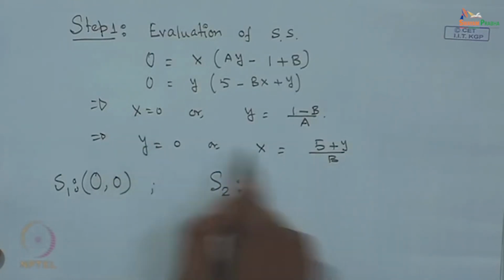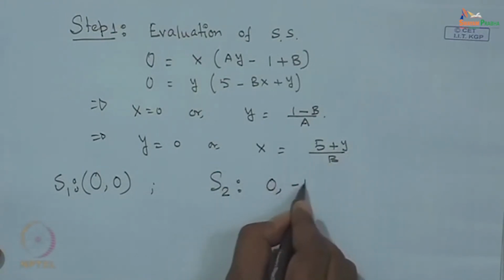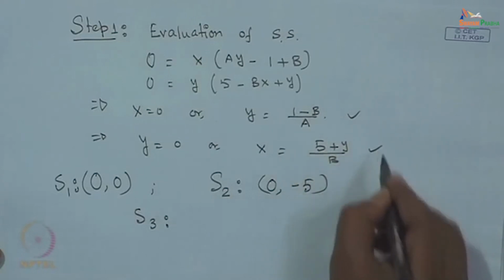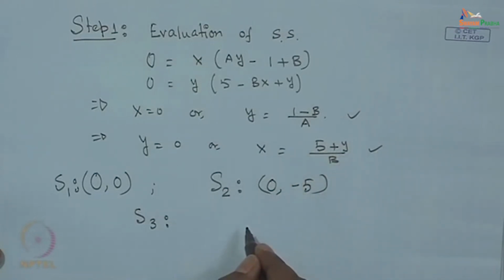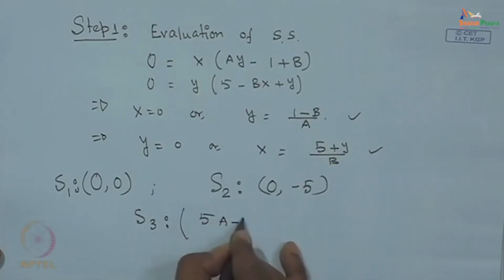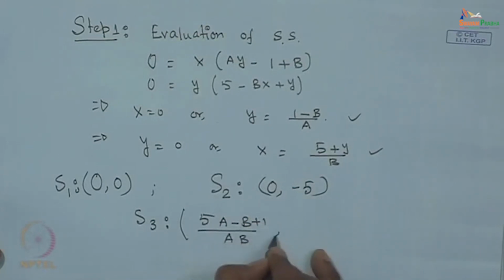If x is equal to 0, you can get y is equal to minus 5. So, (0, -5) is another steady state, and by solving these two equations, one can get the third steady state, and the third steady state is ((5a - b + 1)/(ab), (1 - b)/a).